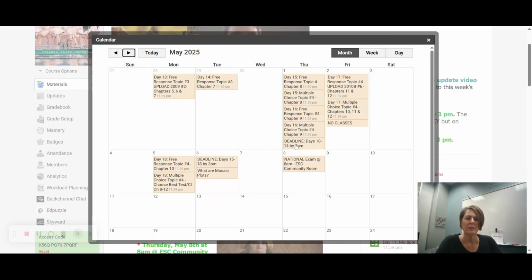Again, here is the topic 3 deadline on the 1st, and then your topic 4. I would recommend, if you don't listen to this mosaic plot information, to make sure you do that before the national exam, which is on Thursday, May 8th at 8 a.m. I put in there mosaic plots as kind of a pacer if you wanted to make sure that you cover that topic.